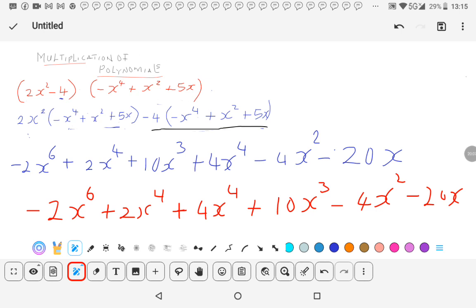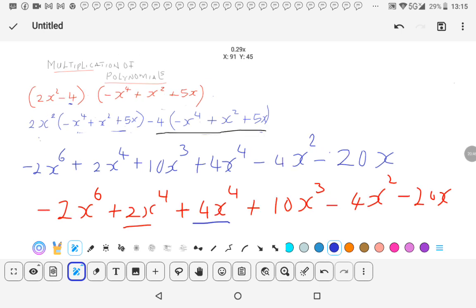We only have one power of 6, that is, we have 2x raised to the power of 6. So the power of six appears only once, which means we cannot add this with any other term. But if you look at the next terms, which are 2x raised to the power of 4 and also 4x raised to the power of 4, they have the same powers. That shows that we can add them, so we can simply add them.